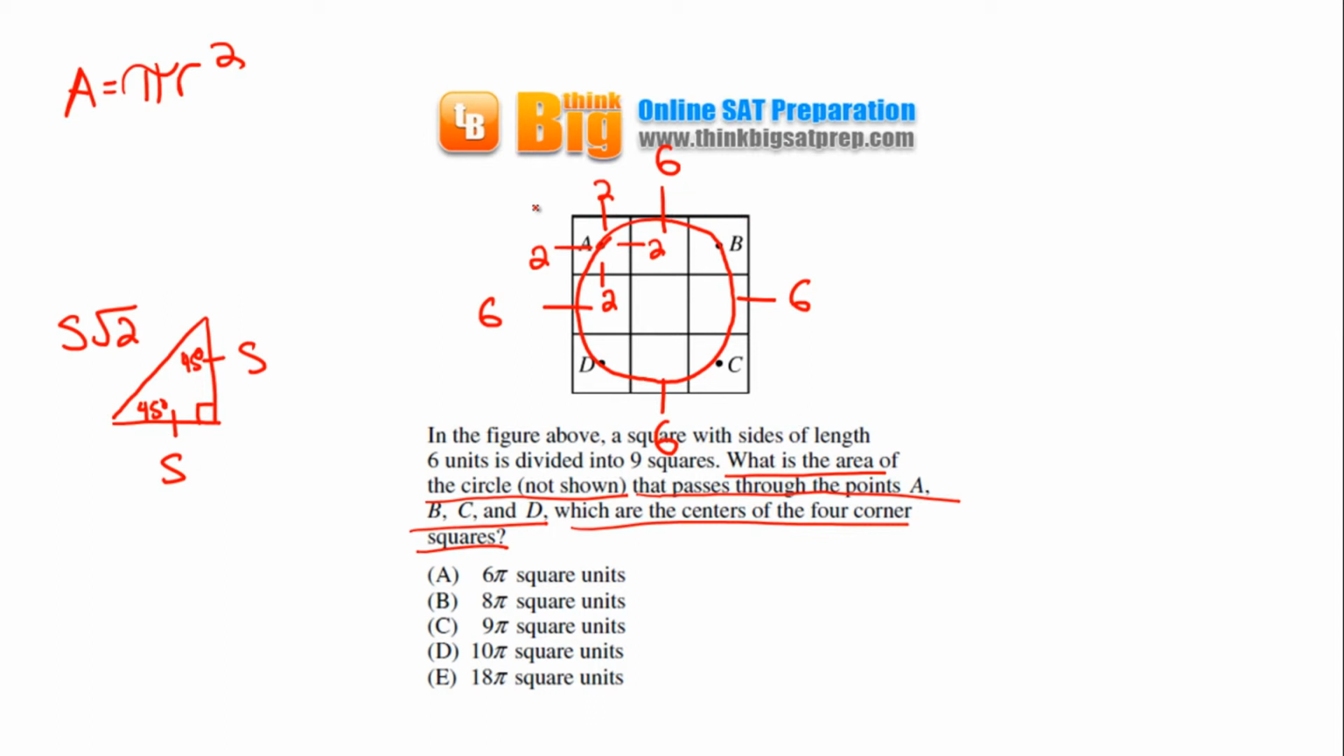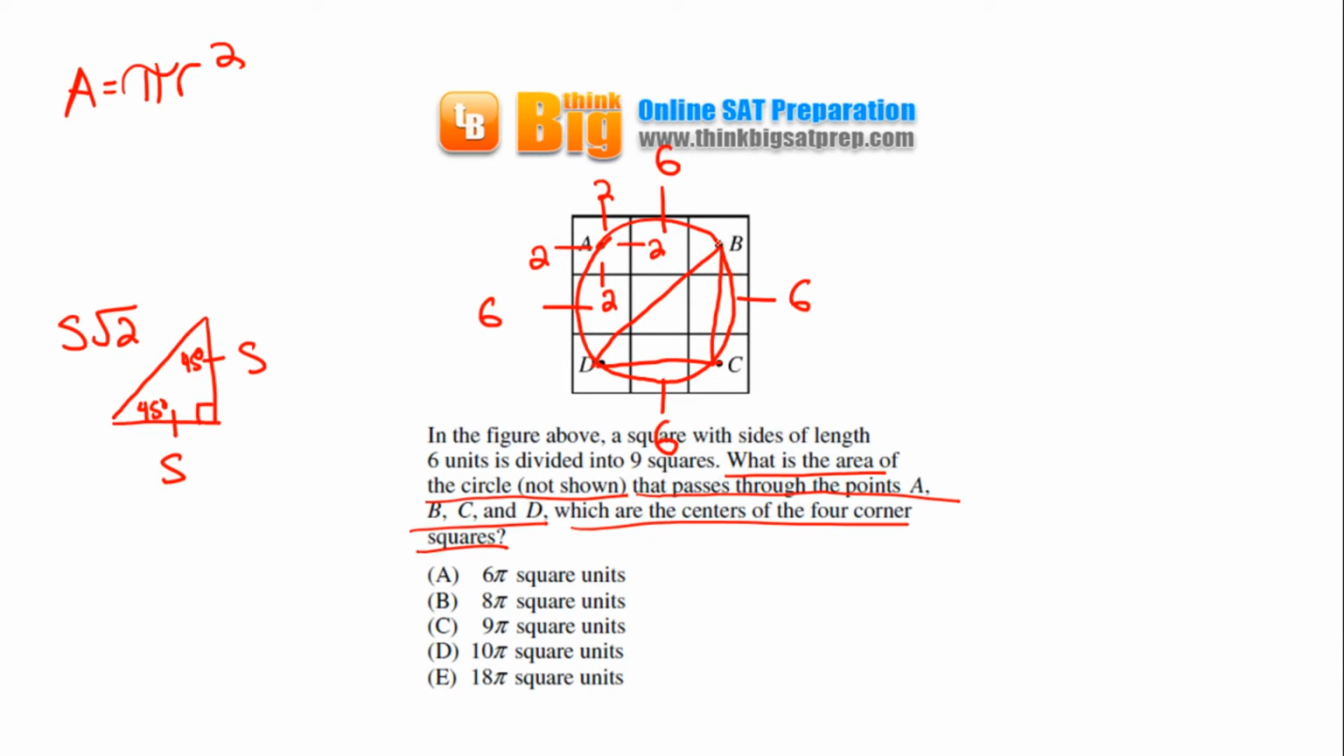Now, we need to find the area of this circle, which means we need the radius. But before we get the radius, we need to find the diameter. The diameter goes from a point on the circle to another point on the circle that's diametrically opposite. So for instance, from B to D. Now, I want you to recognize that if I connect some points here, I've formed a triangle, and we know the lengths of the legs of the triangle, because A, B, C, and D are the centers of the 4 corner squares.